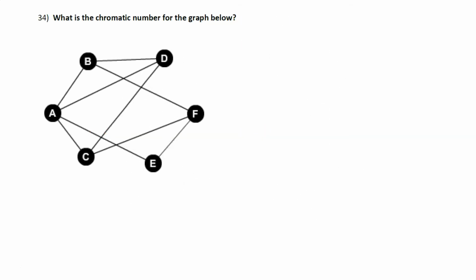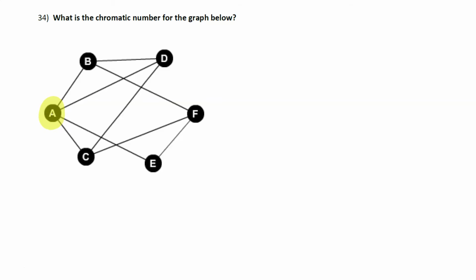In question 34, we're asked, what's the chromatic number for this graph? The first step in finding the chromatic number is to look for the vertex that has the highest degree. In this case, we can see that vertex A has a degree of 4. So we'll start off by coloring it first.